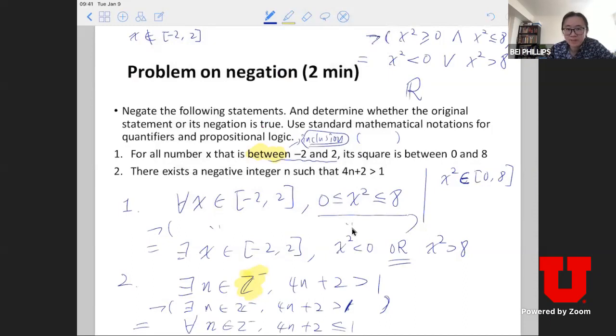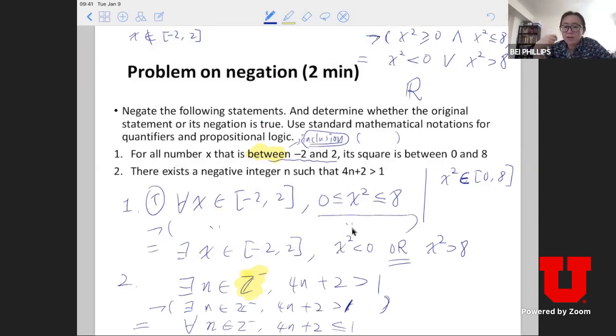I see some people typing or nodding their heads. So I'm assuming that the original statement is true, right? It says that for any real number between -2 and 2, the square value is between 0 and 8, because the maximum value you can obtain in the square is really 4 in this range. So yes, it's true. Of course, if this is true, then the negation is false.